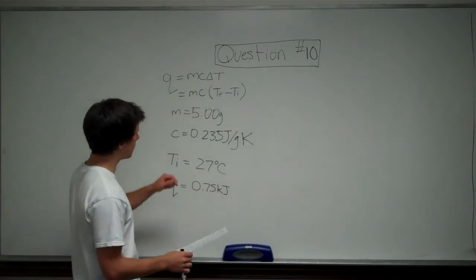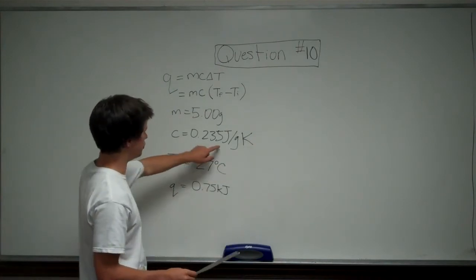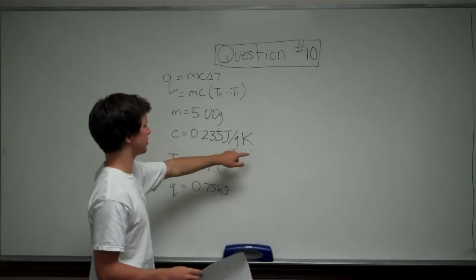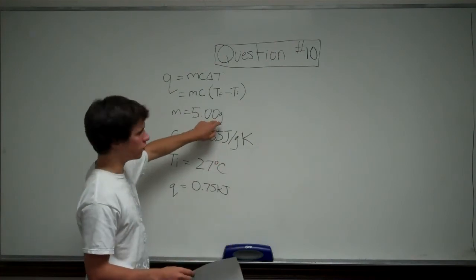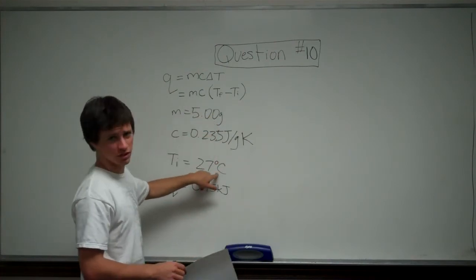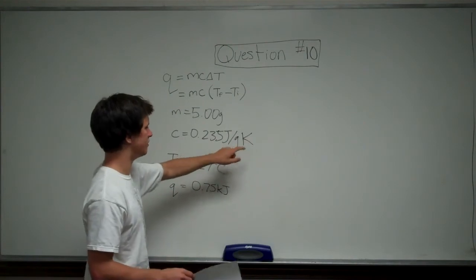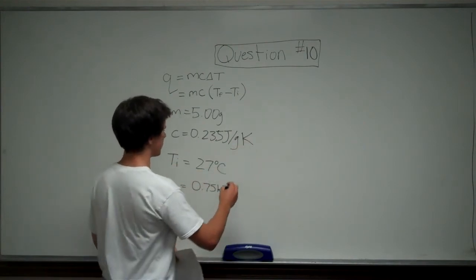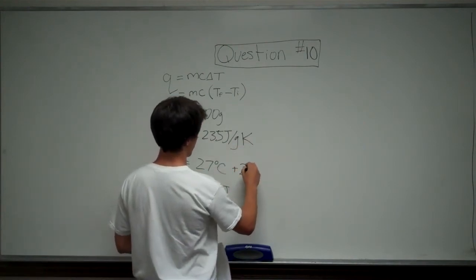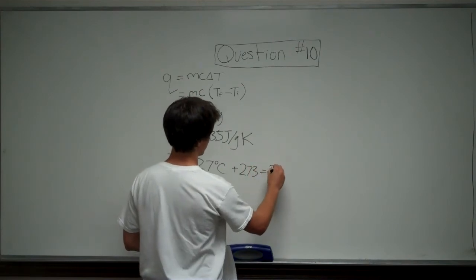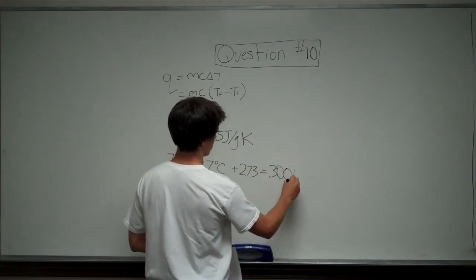Okay, so we look at our constant here. We have joules per gram times Kelvin. So the grams is going to work in that equation. What about the Celsius? We should probably convert it to Kelvin so that it works with this. And the way you convert to Kelvin is to just add 273. So that's going to equal 300 K.